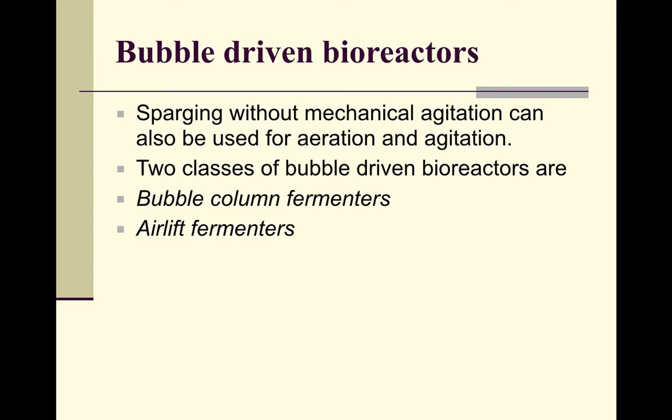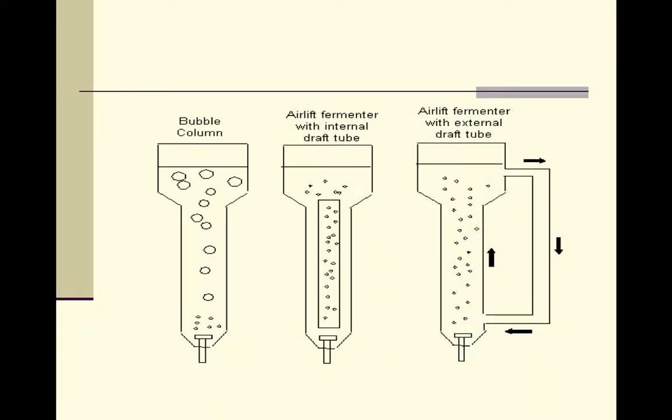One of the commonest fermenters that are used is the bubble driven fermenter. There are two types of them, one being the bubble column fermenter and the other the airlift fermenter. The bubble column fermenter, as you can see, is a very simple kind of fermenter where the mixing is largely done by the upward movement of the bubbles, as you can see in the picture. These fermenters are used for fermentations wherein the organisms used are very sensitive to too much aeration and agitation, something like, say, animal cells.